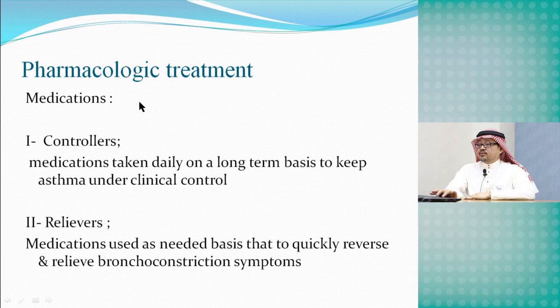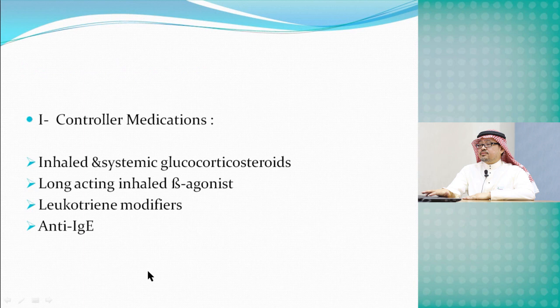From the treatment point of view, the main medications in asthma are given as a controller or reliever. Controllers are medications taken on a daily basis, on a long-term basis, to keep the asthma under clinical control. Relievers are medications used as needed that quickly reverse and relieve the bronchoconstriction symptoms. Examples of controller medications are inhaled glucocorticosteroids, long-acting inhaled beta agonists, leukotriene modifiers, and anti-IgE.